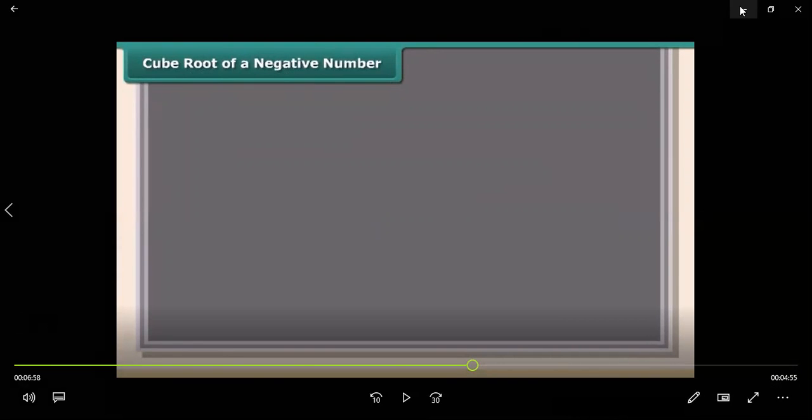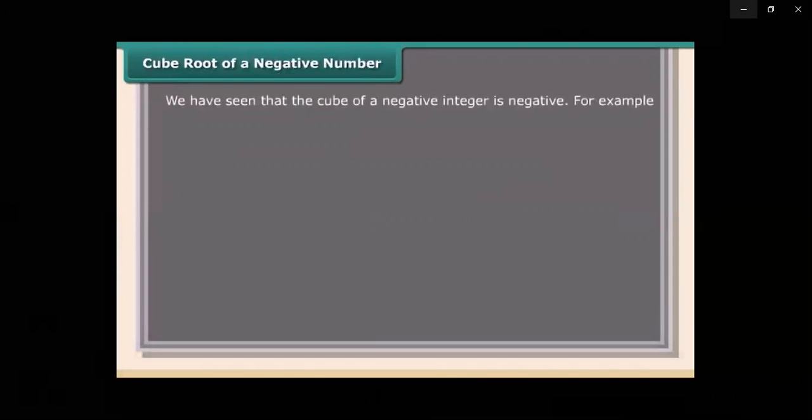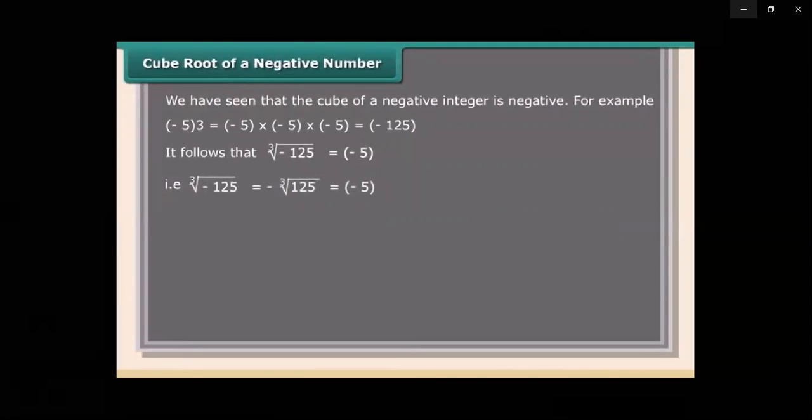Next, let's see how we can find the cube root of a negative number. Let's discuss this with the help of an example. We have seen that the cube of a negative integer is negative. For example, minus 5 whole cube is minus 5 into minus 5 into minus 5, which is equal to minus 125. So if someone asks you to find the cube root of negative 125, the answer will be minus 5 only.